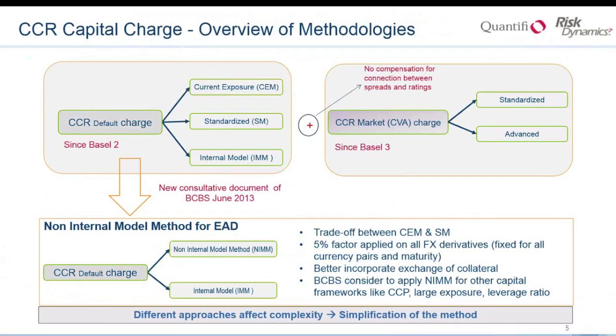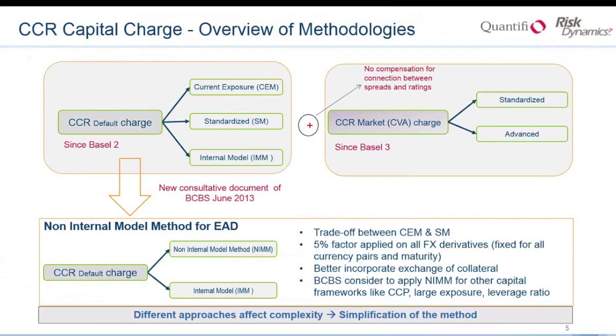So finally, the total CCR capital charge is the sum of both methods, and concretely, banks with an IMM approval and a market risk internal model approval can combine the internal model method for CCR default and the advanced CVA capital charge. In all other cases, you can just use the standardized CVA method.